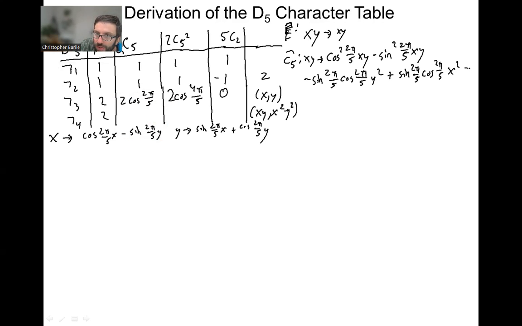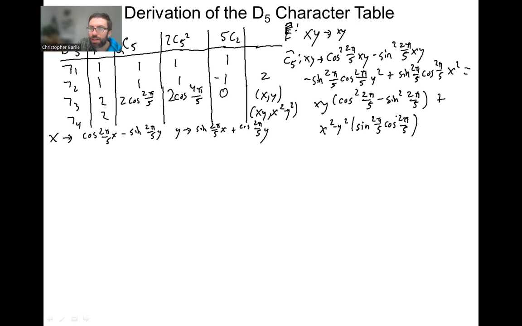So we can factor out these components, and that's what I'm going to do. I'm going to factor out the xy, cosine squared 2 pi over 5 minus sine squared 2 pi over 5, plus x squared minus y squared times sine 2 pi over 5 cosine 2 pi over 5. And that is looking correct.